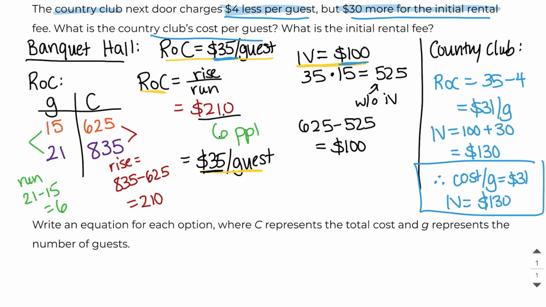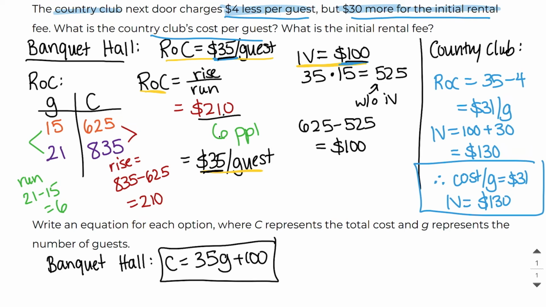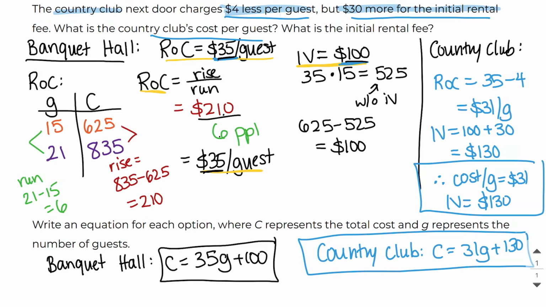And we need to write an equation for each option where C represents the cost and G represents the number of guests. So let's write one for the banquet hall first. Since the banquet hall is charging $35 per guest plus an initial $100 fee, our equation would say C equals 35G plus $100. And for the country club, since we know that the cost is $31 per guest and it's a $130 initial fee, then we know that for the country club, our equation would be C equals 31G plus 130.